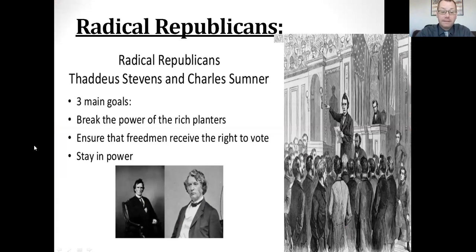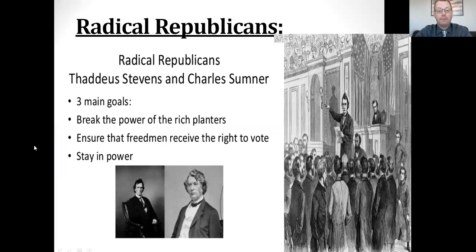The radical Republicans kind of take over because the vice president, Andrew Johnson, was only put on the presidential ticket to balance out Lincoln. Johnson was a Southerner, so he would balance out Lincoln. It might get more border states to stay in the country. It worked well for people.